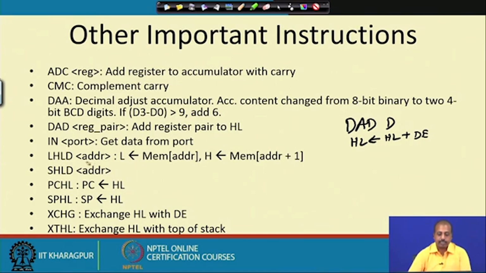Then there is another instruction, LHLD. LHLD address: the L register, the lower register, will get the value of the memory address, and the H register will get the content of memory address plus 1. So, this is the HL pair, and it will be loaded from the memory.